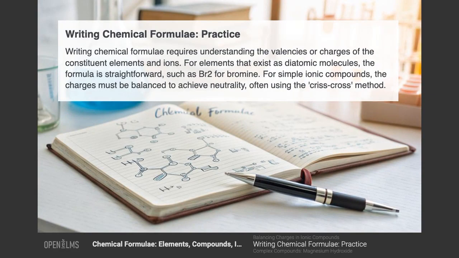Writing chemical formulae. Practice writing chemical formulae requires understanding the valencies or charges of the constituent elements and ions. For elements that exist as diatomic molecules, the formula is straightforward, such as Br2 for bromine. For simple ionic compounds, the charges must be balanced to achieve neutrality, often using the criss-cross method.